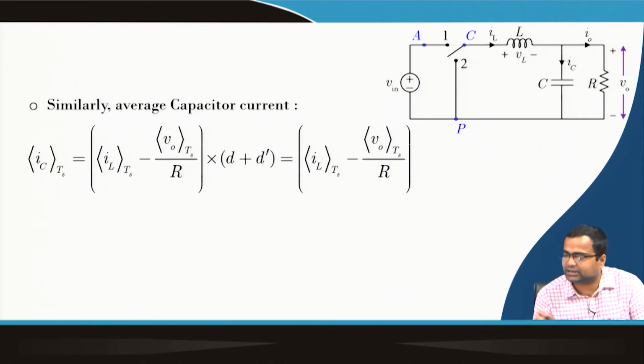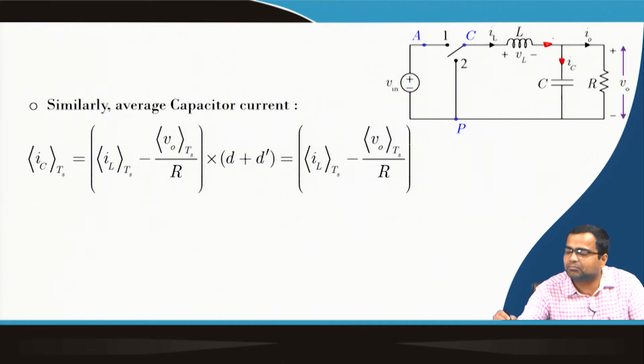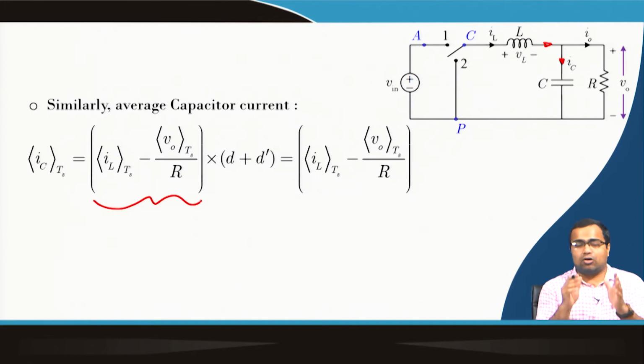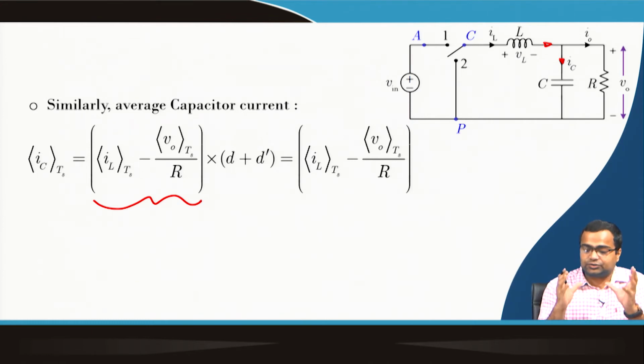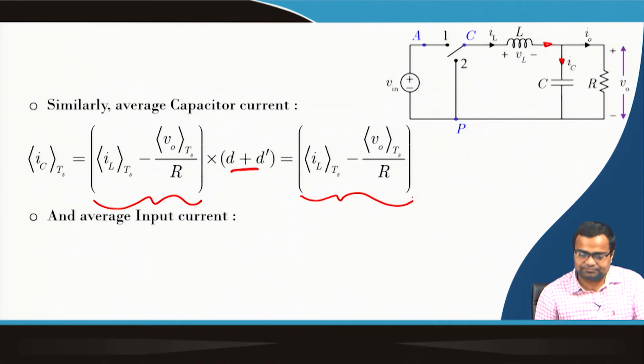The capacitor current is nothing but the inductor current minus the load current. Now, the inductor is always connected to the capacitor, so it is common for both the on state and off state. So we can take the average and the sum of the duty ratios, which is 1, and that is nothing but the average capacitor current expression.